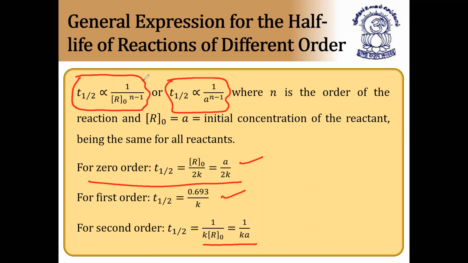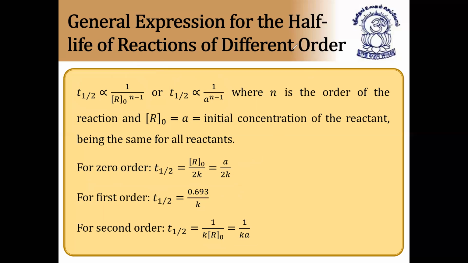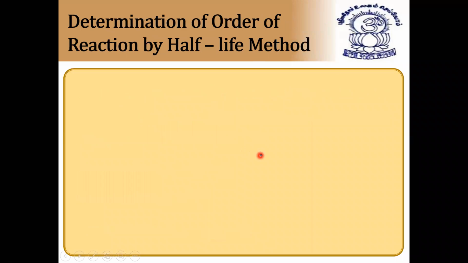So this page is very, very important. These formulas they'll ask in examination to calculate. So for zero order reactions, T half is equal to A by 2K. For first order reactions, T half is equal to 0.693 by K. For second order reaction, T half is equal to 1 by K into A, where A is called initial concentration of the reactant. K is called rate constant of that second order reaction, K is called rate constant of first order reaction, and K is called rate constant of zero order reaction. I hope it is clear. So these formulas are very, very important. Please note down.